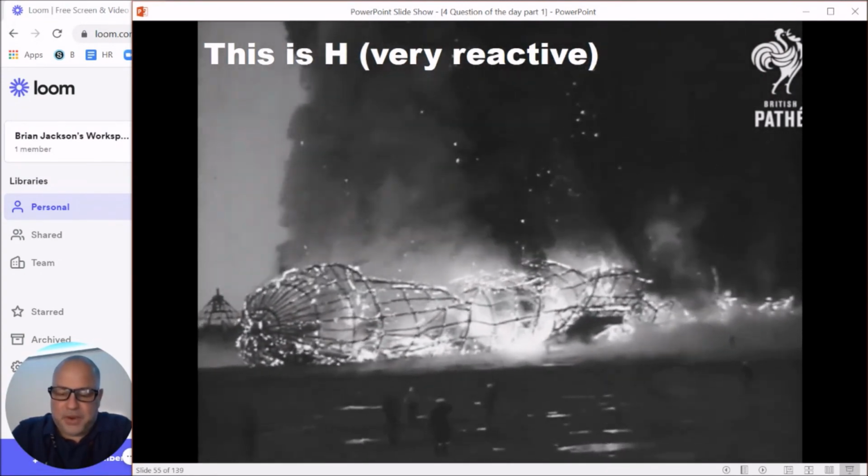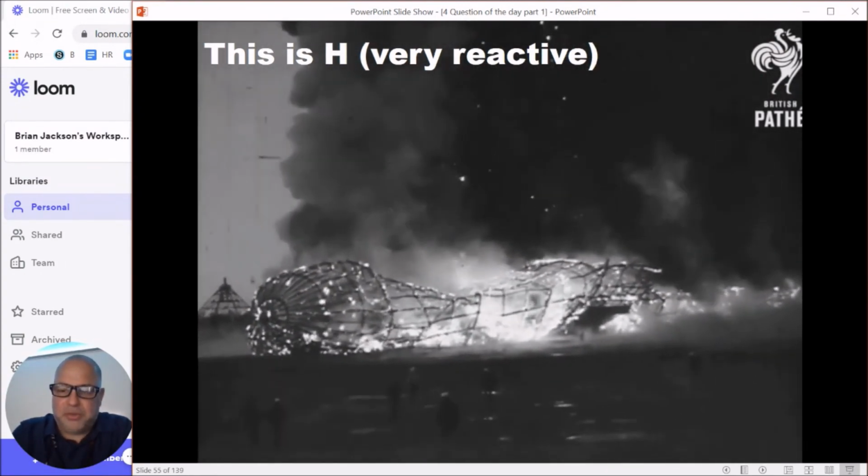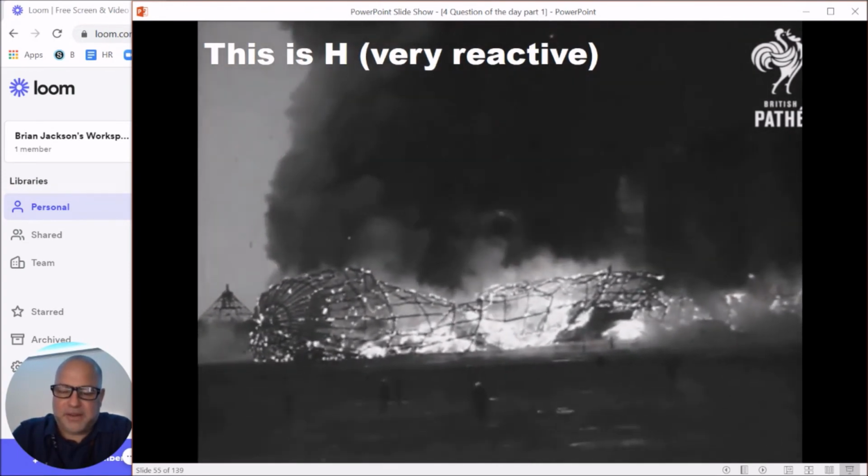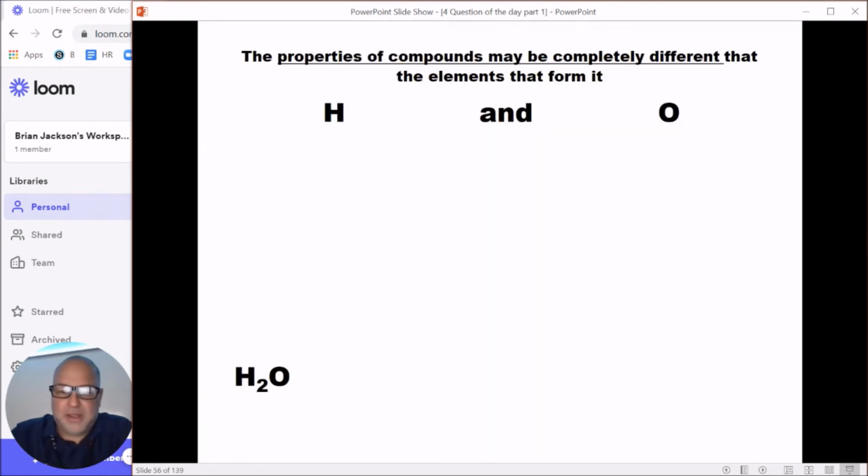This is what happens if you use hydrogen, which is super, super reactive, compared to helium, which is non-reactive. Rushing to the rescue. All right, so tiny changes in chemistry make big differences in everything.